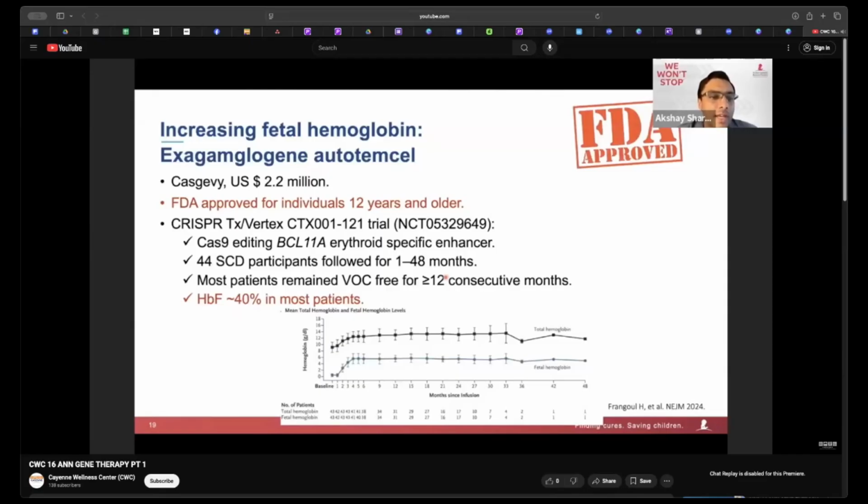The trade name is Casgevy. This is also FDA approved for individuals over 12 years, and it was developed by two companies, CRISPR Therapeutics and Vertex Pharmaceuticals. In their trial, they treated 44 patients and followed them for about 1 month to 5 years. And again, as you can see on the graph at the bottom, the average hemoglobin went up from about 8 grams per deciliter to about 12 grams per deciliter in these individuals, and at least half of that was coming from fetal hemoglobin. Because they have so much fetal hemoglobin, they don't have sickle cell related crises after that. And most of the individuals on these two trials have not had any sickle cell related pain crisis after undergoing gene therapy.